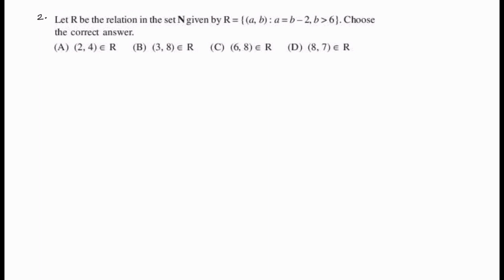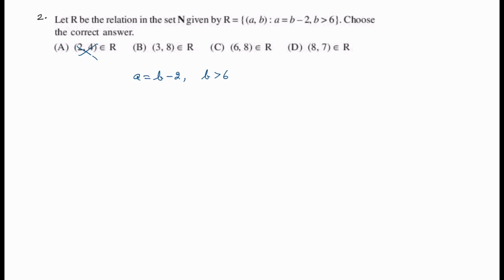Second question, let R be the relation in the set N given by R equal to the set of all (a, b) such that a equal to b minus 2 and b is greater than 6. So the ordered pair should satisfy both the conditions. b should be greater than 6. Here it is less than 6. So A cannot be the answer.